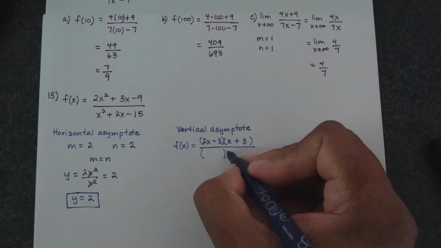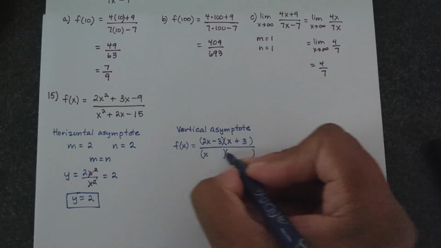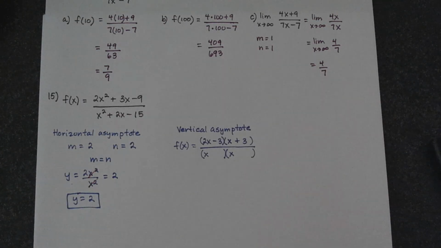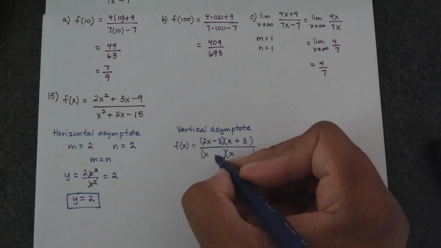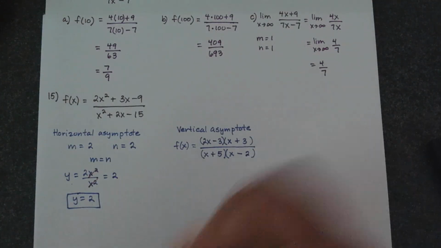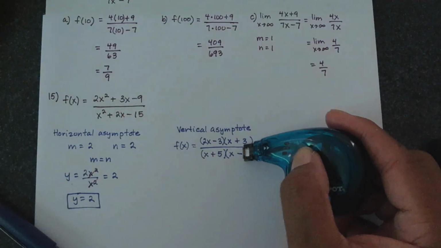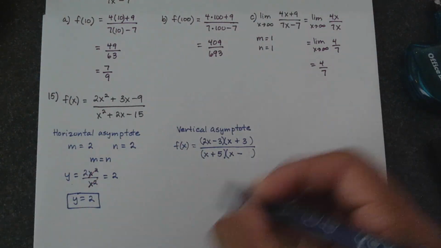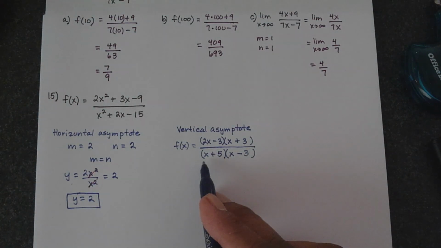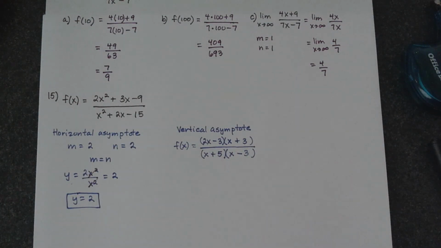Let's factor the denominator. Got the x here and x here. Factors of 15 that will give me a middle term of 2x will have to be plus 5 and minus 3. Plus 5x and minus 3x will give me plus 2x. So that'd be x plus 5 times x minus 3 in the denominator. Unfortunately, I don't have any common factors to divide out.